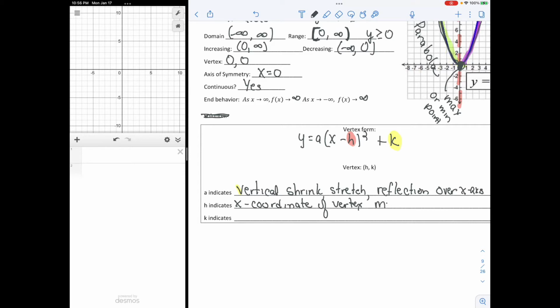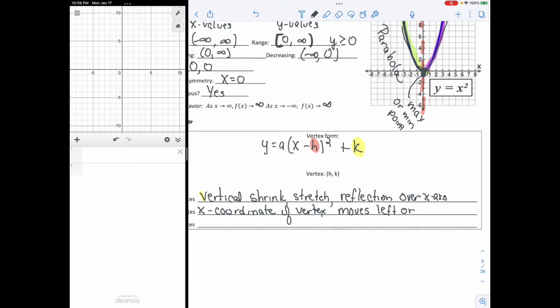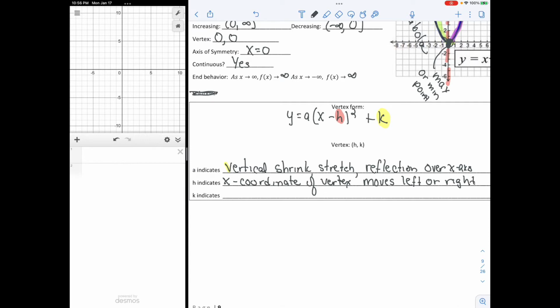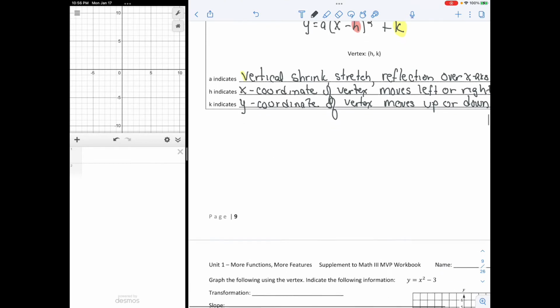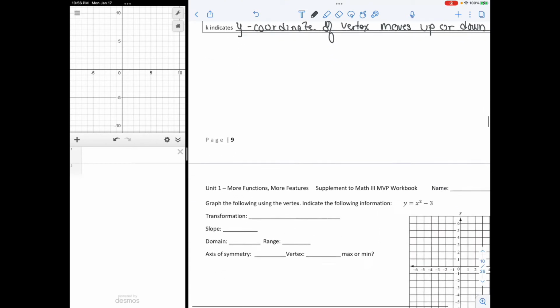But it determines how the graph moves left or right. It determines how many units the graph will move left or right. And y, k is the y-coordinate of the vertex, and it determines how the graph will move up or down. Okay? Now, I know this may all seem confusing, so we're going to just do some problems.